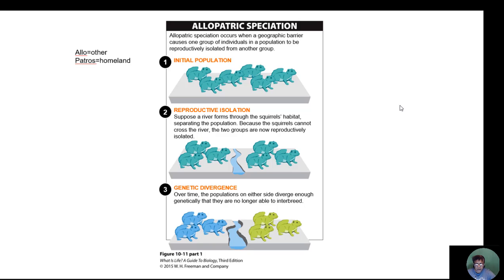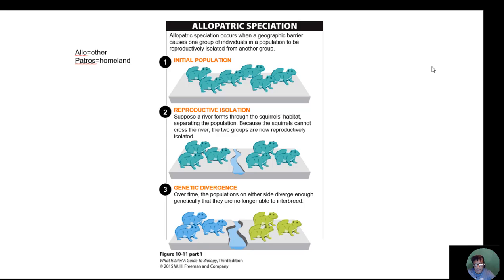All right, so we're going to talk now about some terminology. So I want to help you to lean on your Greek and your Latin. So allo means other, and patros means homeland. So let's talk about allopatric speciation.